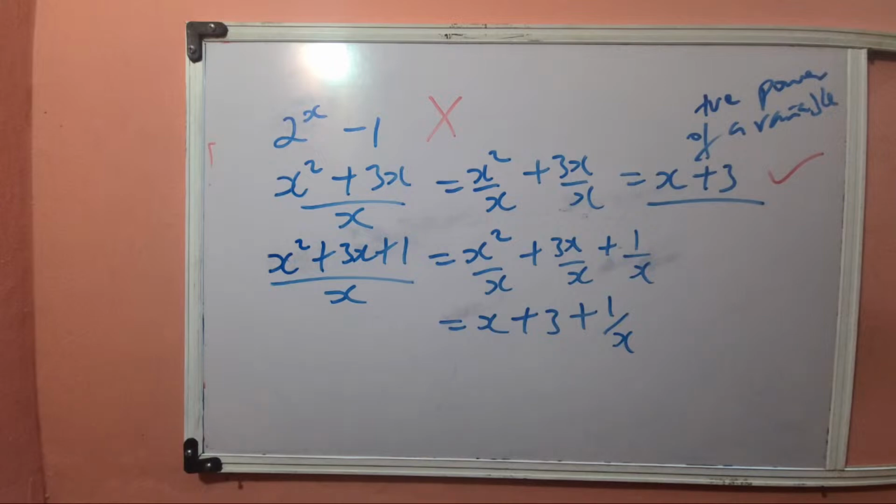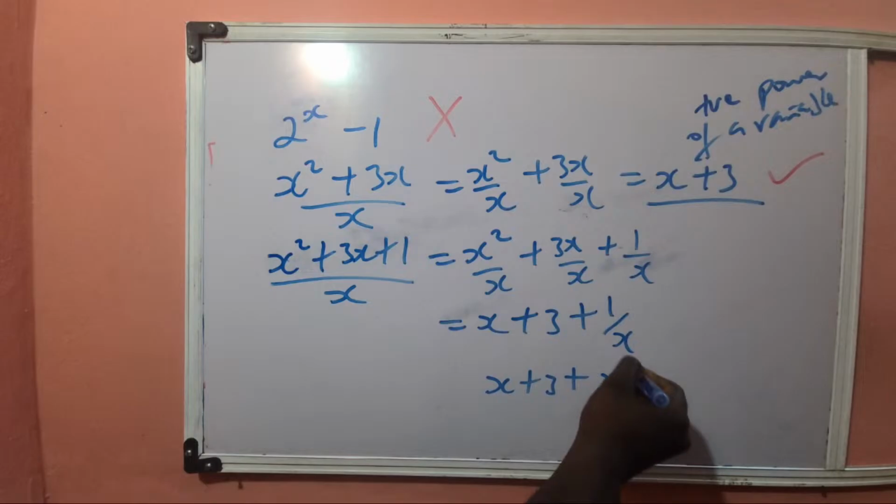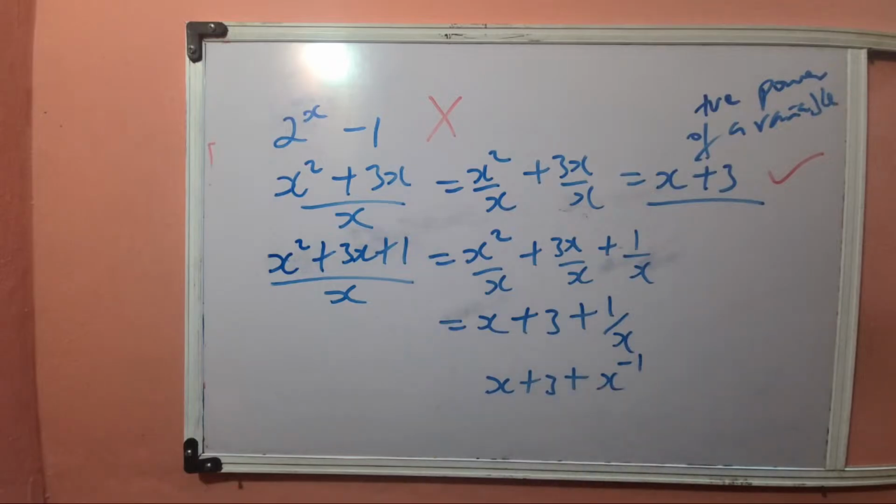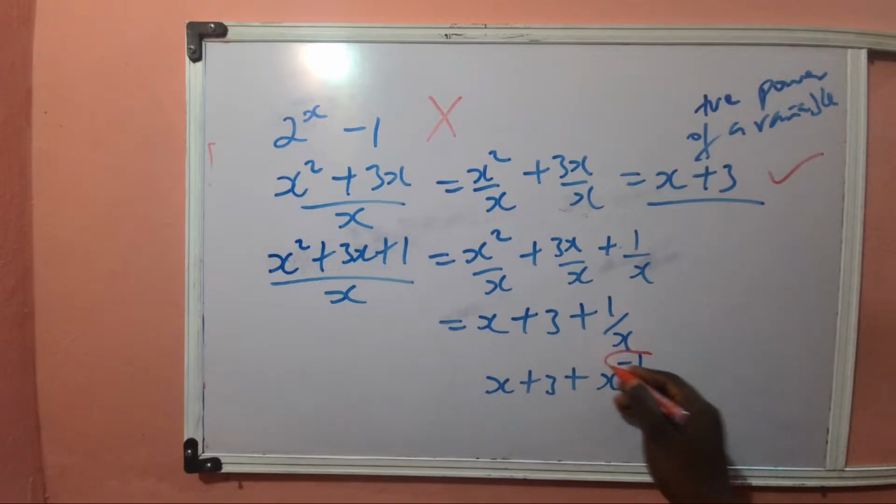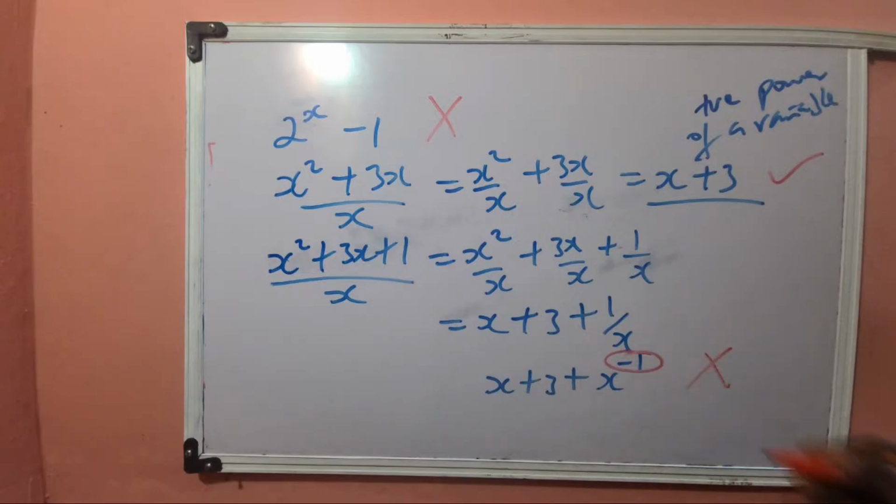Now, if I'm going to dissolve this further, I'll be having x plus 3 plus x raised to the power minus 1. So is this going to be a polynomial? Of course not, because it negates the attributes of a polynomial, which has to have only positive power, which it doesn't have. So this clearly is not a polynomial. All right. So that's that about identifying polynomials.